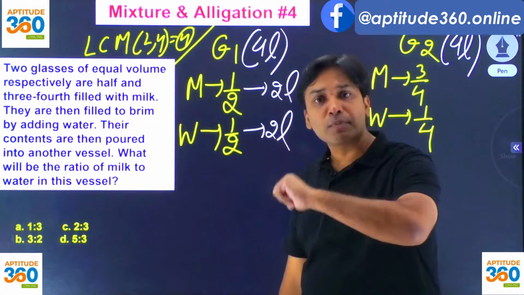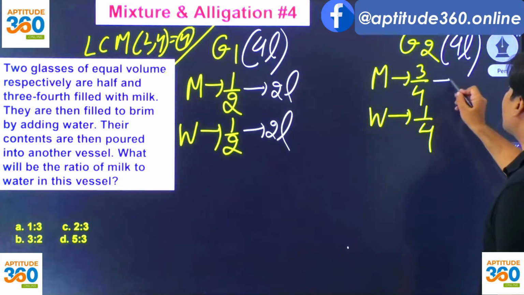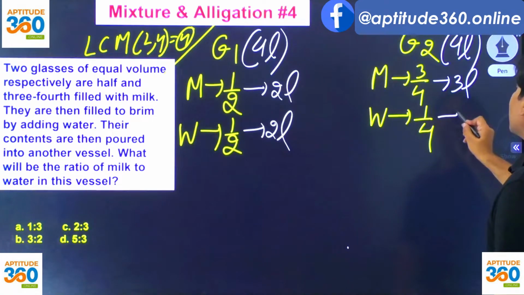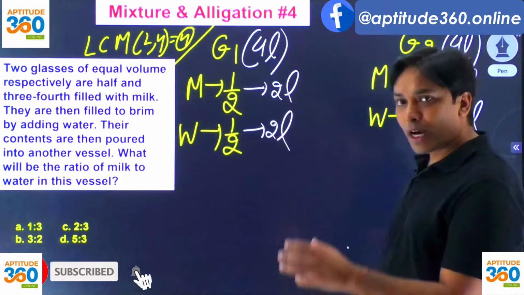देखो आप कैसे प्रॉब्लम को सिंप्लीफाई कर रहे हो, आपको ज्यादा मेहनत नहीं करनी पड़ रही है. सो ये हो गया 3 लीटर मिल्क और 1 लीटर वाटर. यहां पे दोनों हो गए ना 4 लीटर और 4 लीटर.